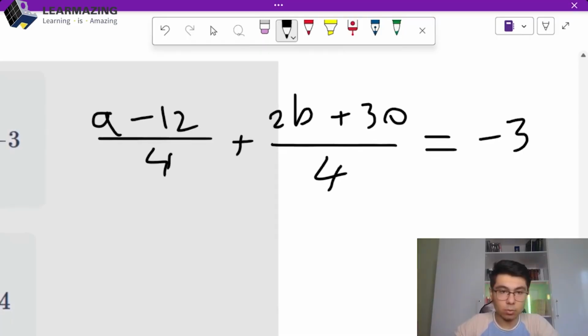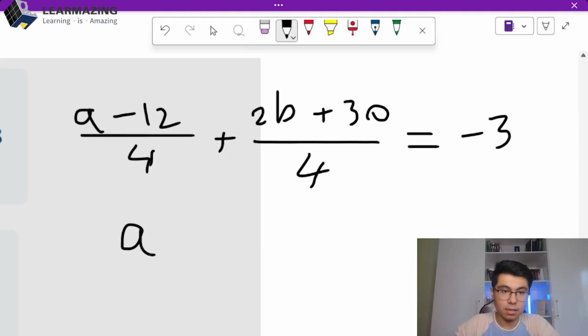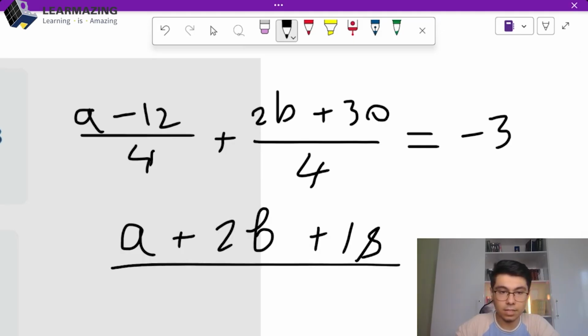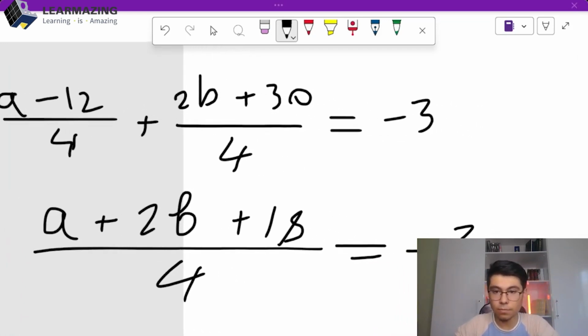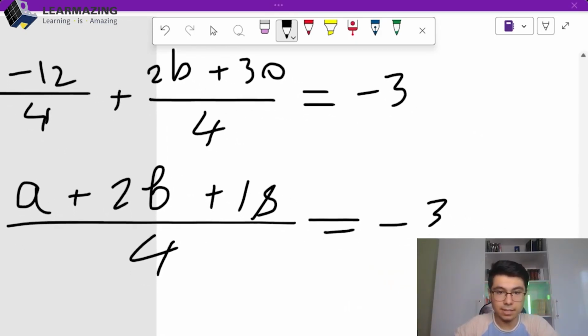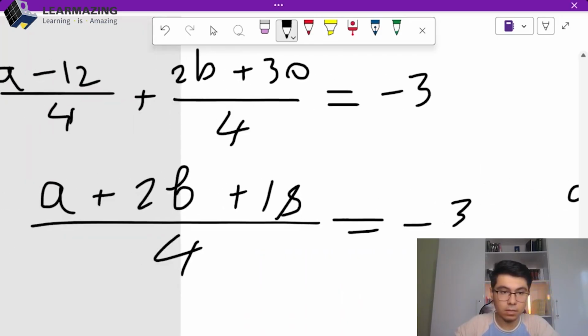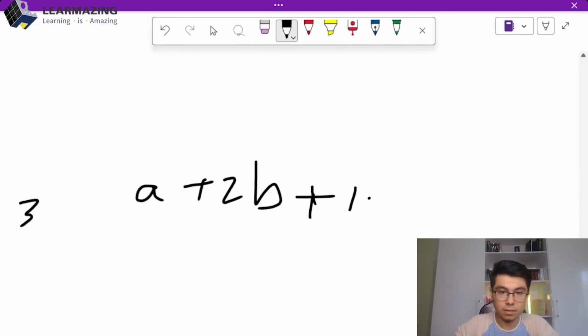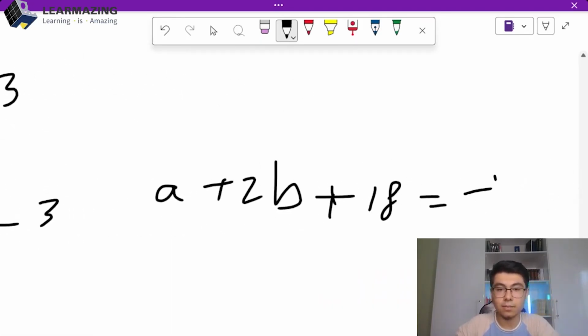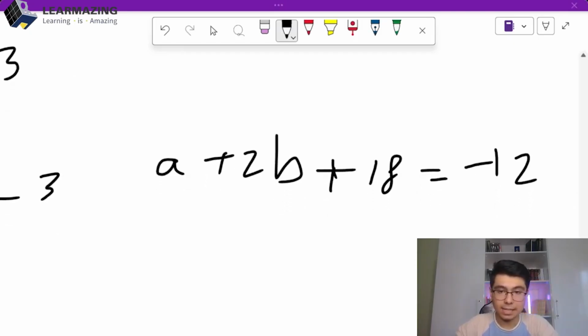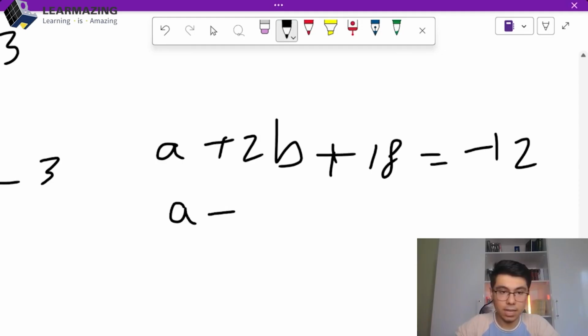We can add these things together, so that would be A plus 2B plus 18 divided by 4, and that's going to equal negative 3. And we can multiply both sides by 4, and we get A plus 2B plus 18 equals negative 12. And from here we got A plus 2B equals negative 30.